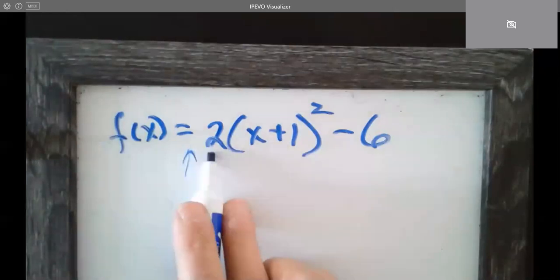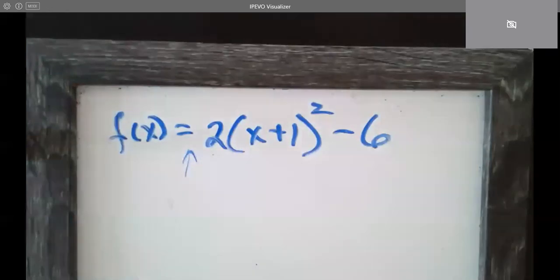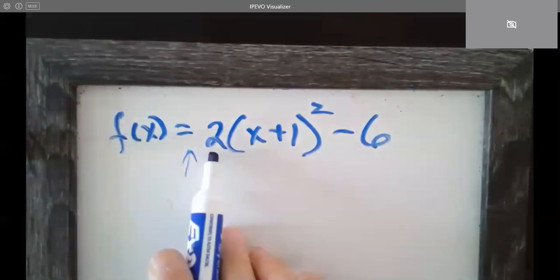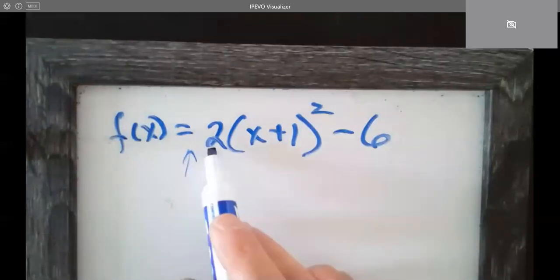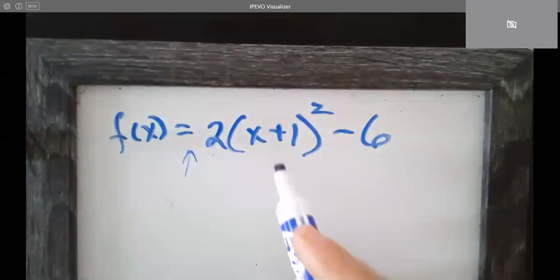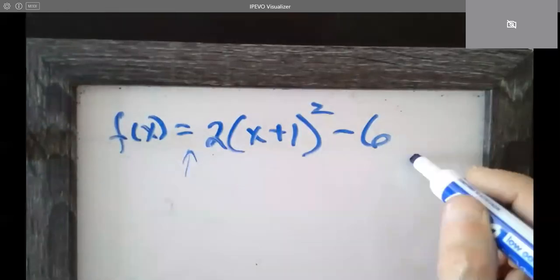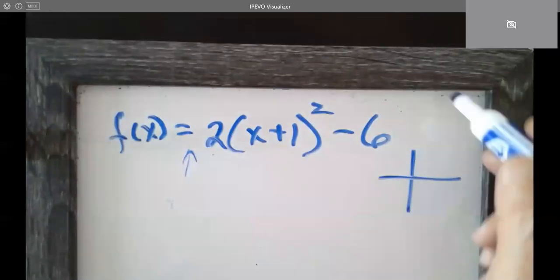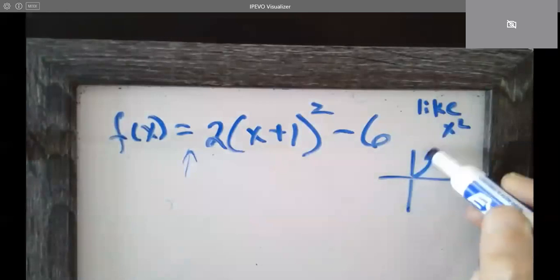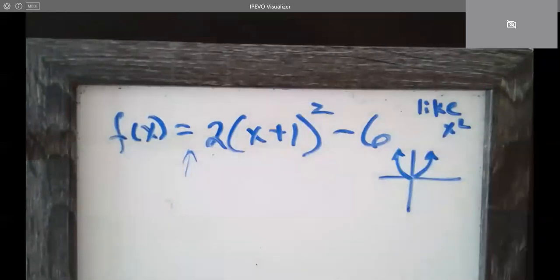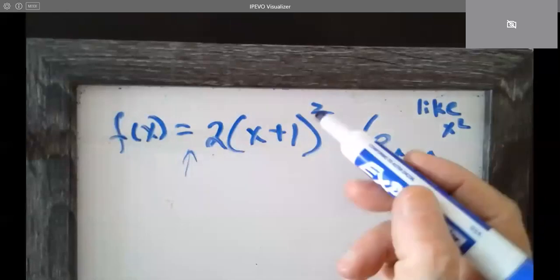Positive. Now the 2 is going to make it stretch by a factor of 2, but you're really not going to be able to tell by looking at the graph. So we don't even mention that, but that's what this 2 does. It stretches it. So it's going to behave like a positive x squared. So it starts off like this, right? There's our parent graph, because it's positive and it's x squared.